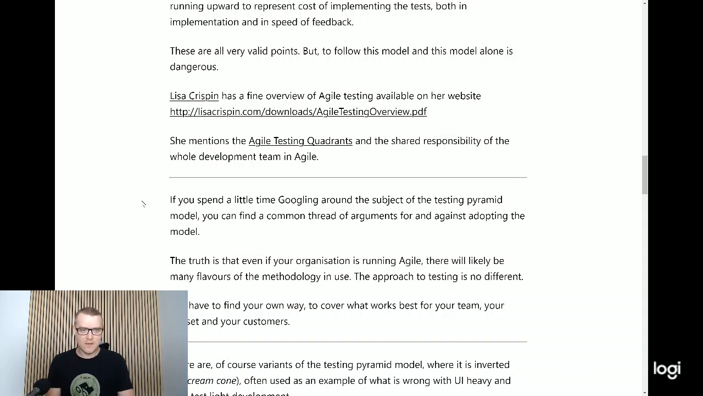But she mentions the Agile Testing Quadrants, which is another way of looking at testing, which talks about qualitative and quantitative, business-facing, technology-facing, all those pieces as well. Really, really interesting, and it talks more about the shared responsibility of the whole development team in Agile.